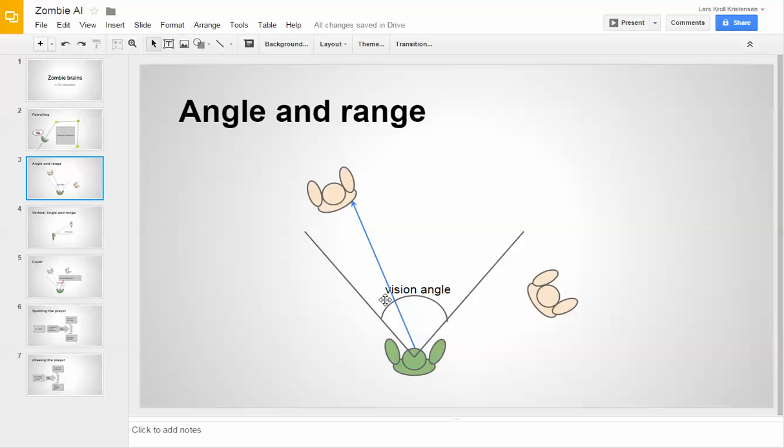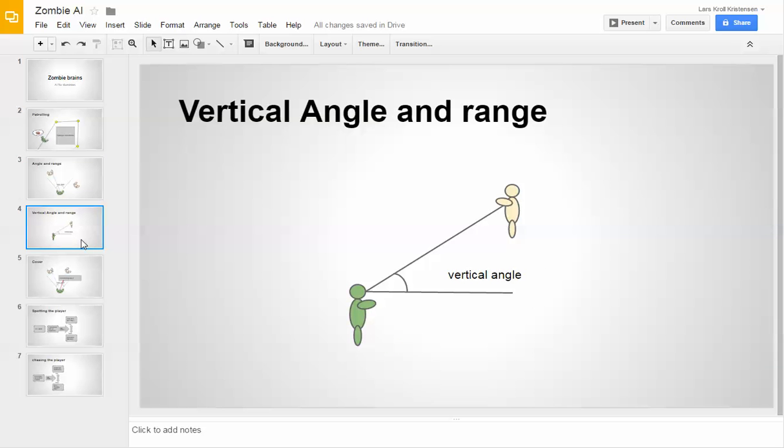That might easily change. So what I basically say is, if the angle between the forward vector of the zombie, so that would be this vector, and the line between the zombie's head and Janet is less than half that vision angle, then she is within range and within angle, and then I can potentially see her.